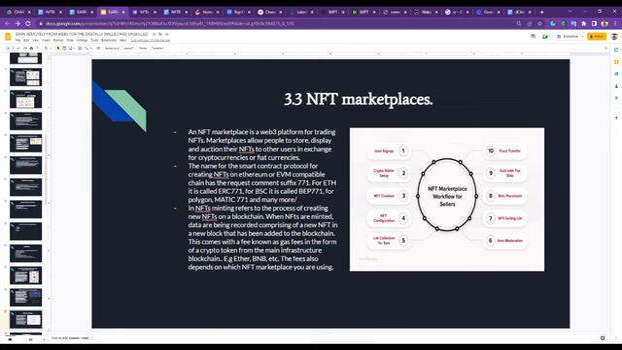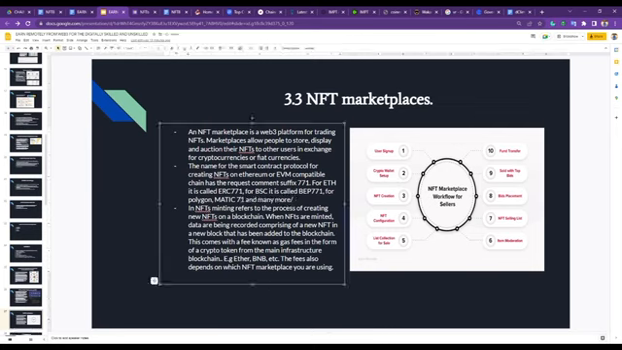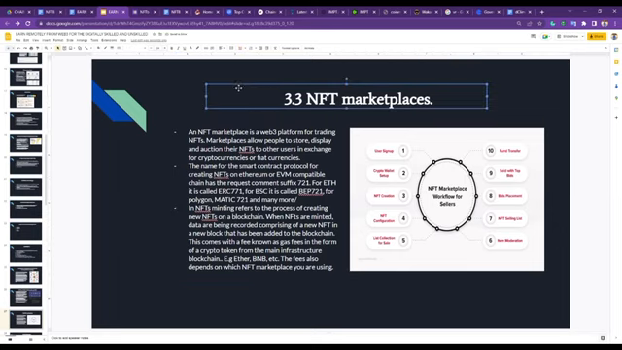So moving over to the next topic. The next topic here is NFT Marketplace. An NFT marketplace is a platform for trading, as the name implies, NFTs. Marketplaces allow people to store, display, and auction their NFTs to other users in exchange for cryptocurrencies or fiat currencies.